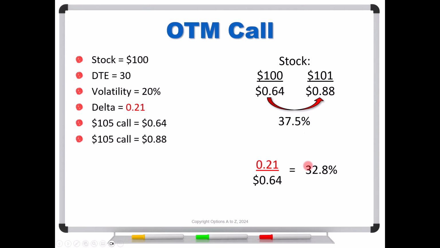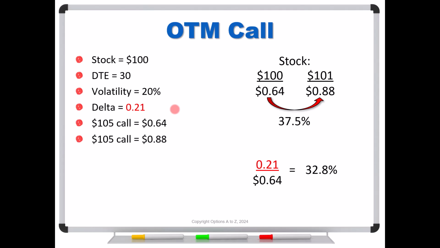So our percentages are going to be a little bit more off. But again, if you're just trying to find a rough approximation, it's certainly not bad to just take delta divided by your current call price. Use that as your projected new options price, and then just divide that by your current options price.